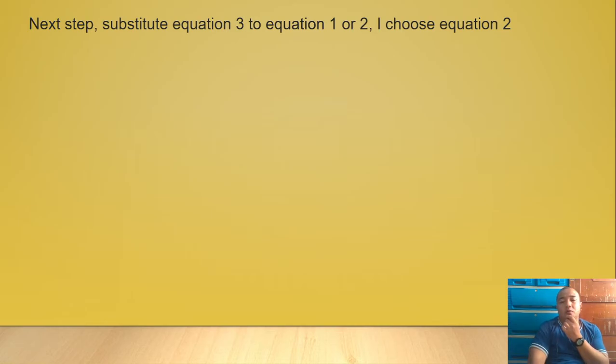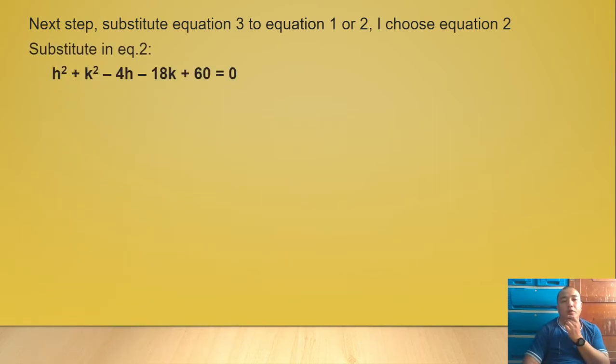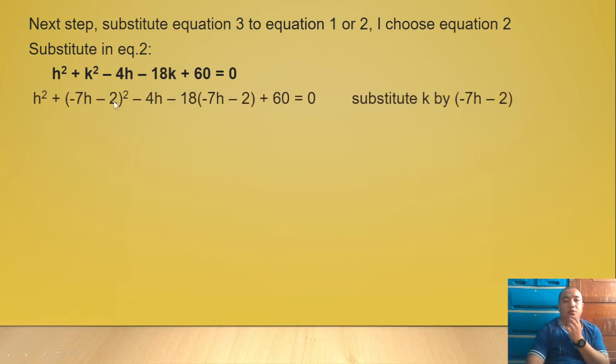So it depends on what equation you would like to substitute equation 3 into, 1 or 2? So in this case, I choose equation 2. Equation 2 is h squared plus k squared minus 4h minus 18k plus 60 equals 0. So substitute all the values of k by negative 7h minus 2. See from equation 3, k is equal to negative 7h minus 2.